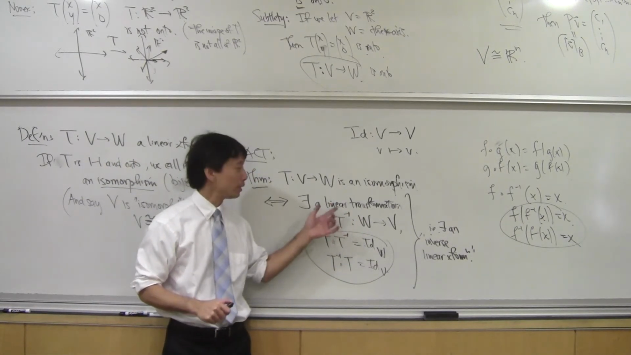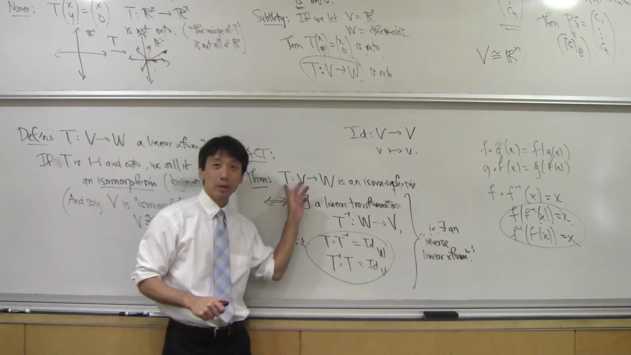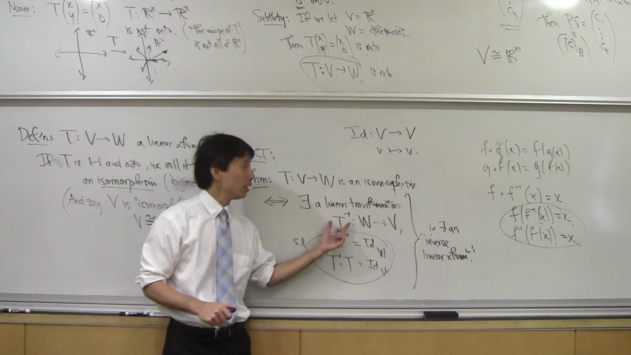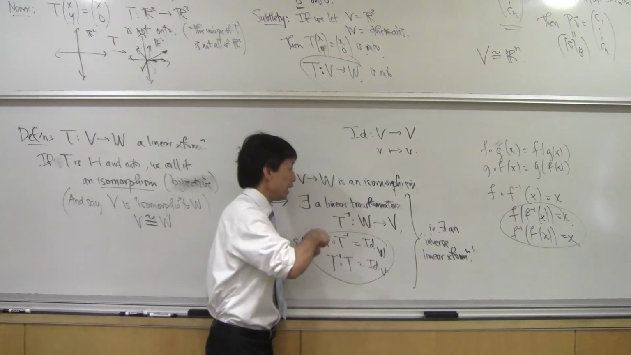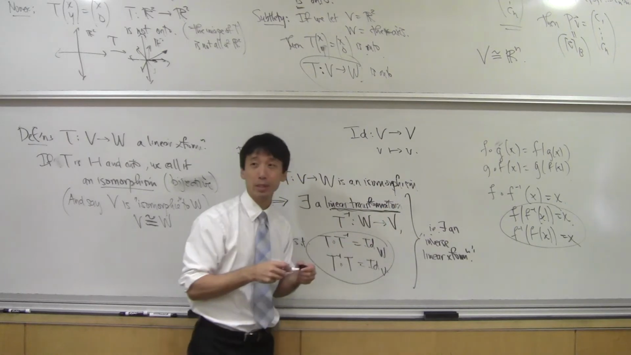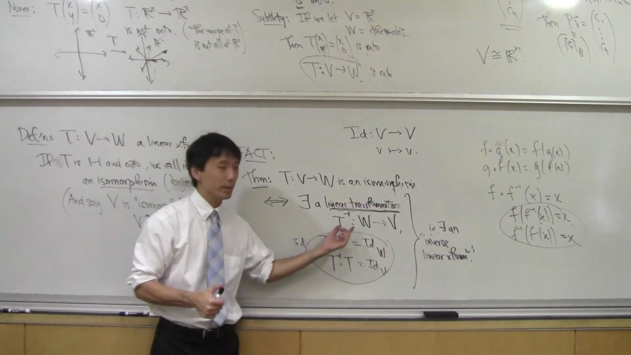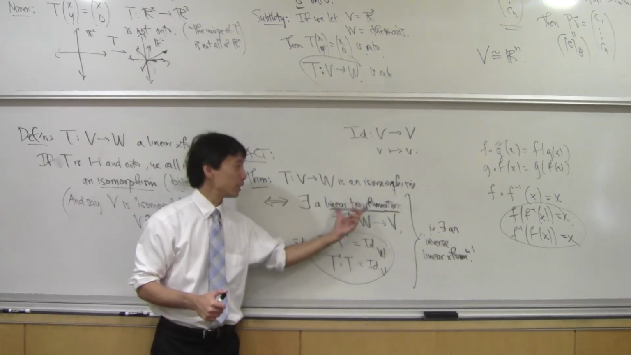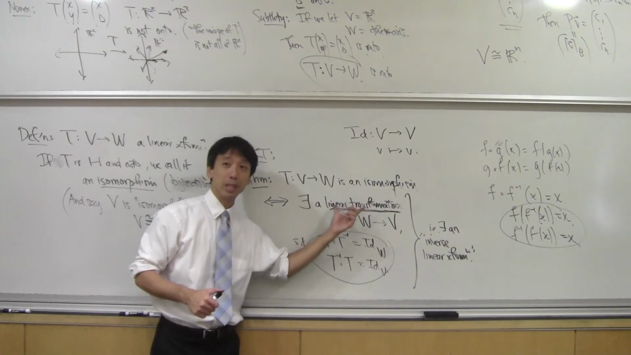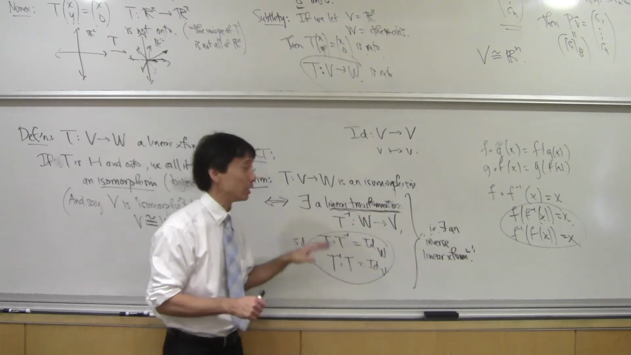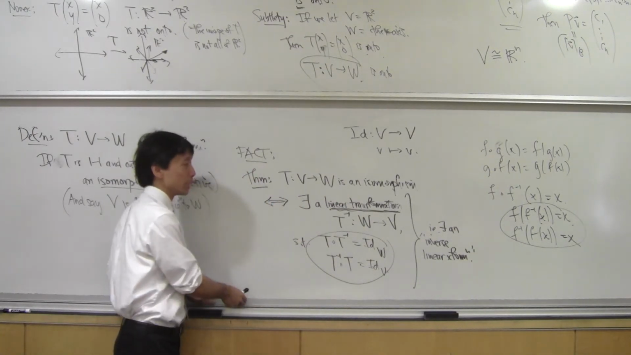So the main thing you want to see here is that if your function is an isomorphism, then there's an inverse map. Further, that inverse map is a linear transformation. This is actually the interesting part. The fact that there exists an inverse map is just pre-calculus. The interesting thing is that the inverse map is forced to be a linear transformation. That's the slightly tricky part about this.